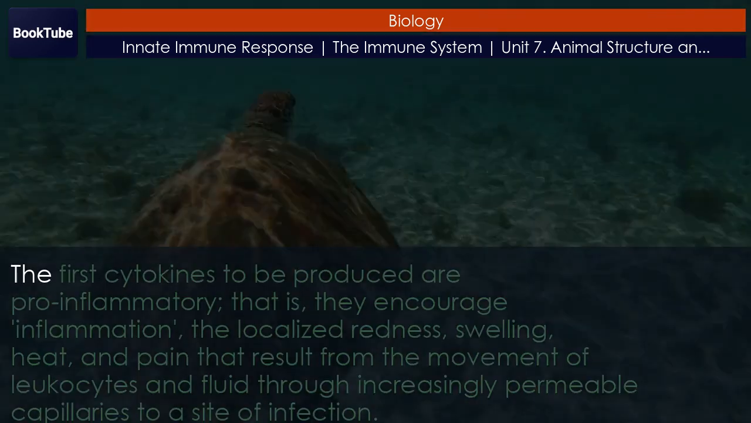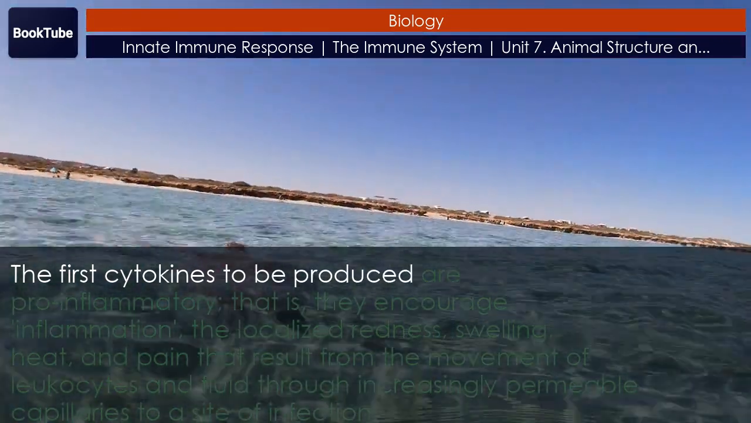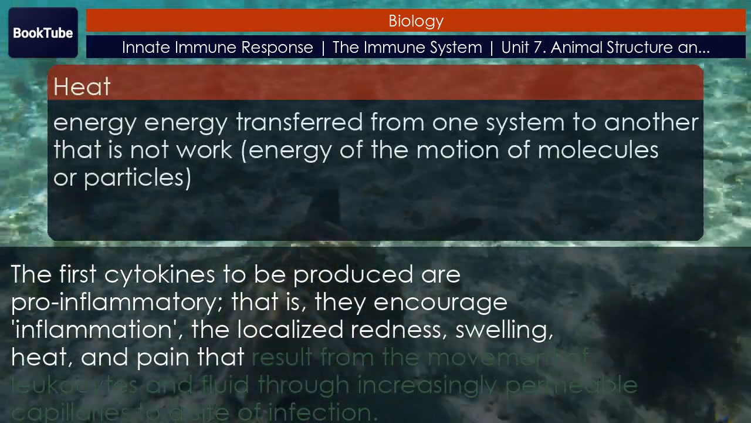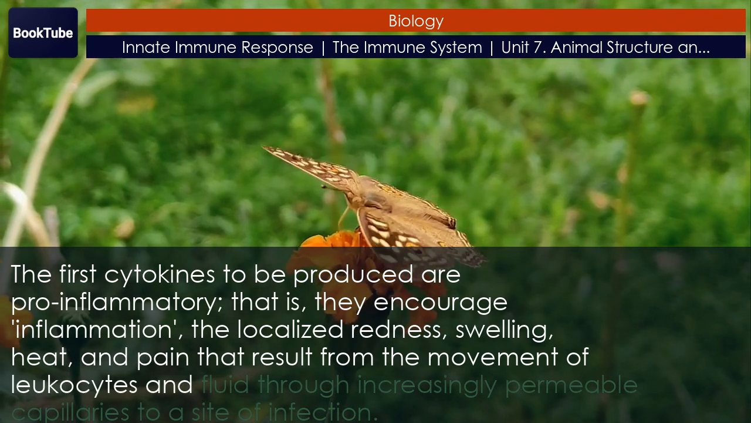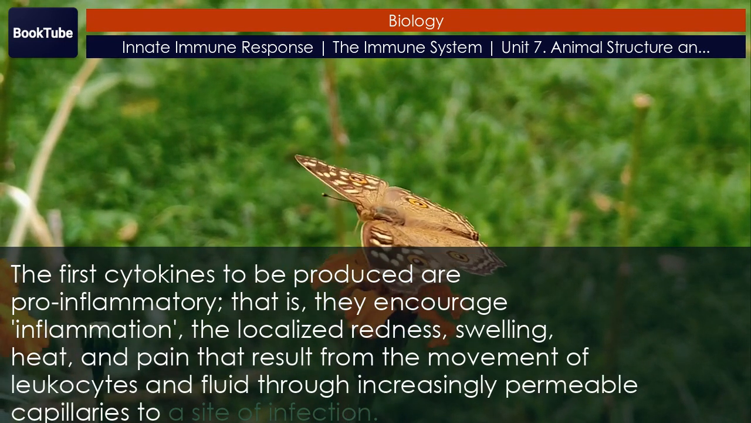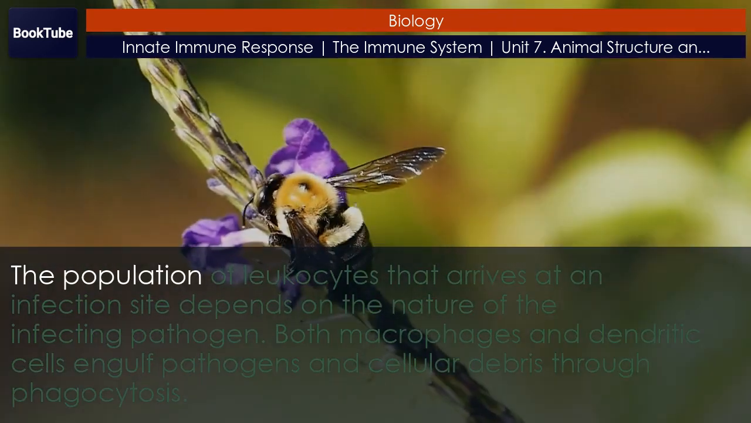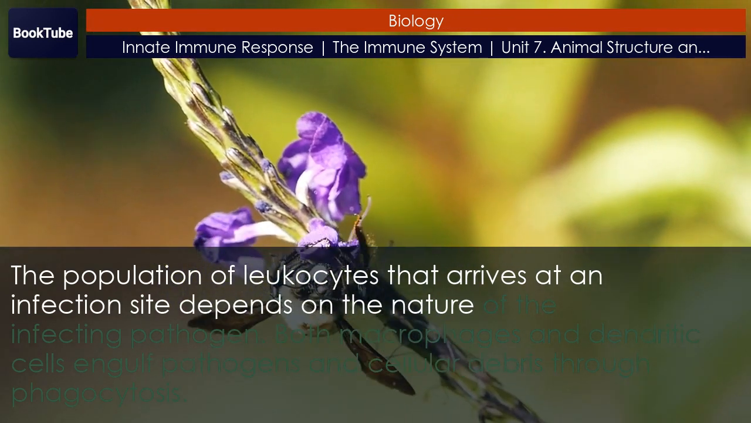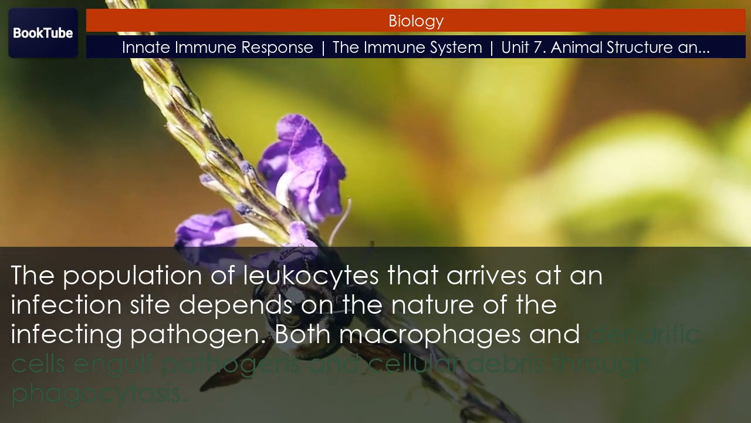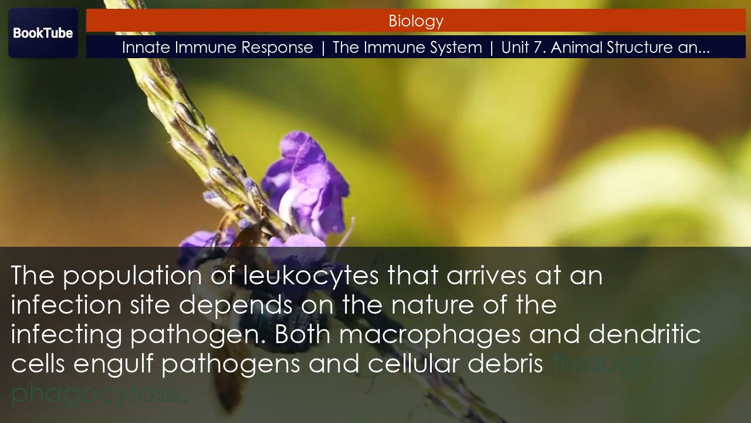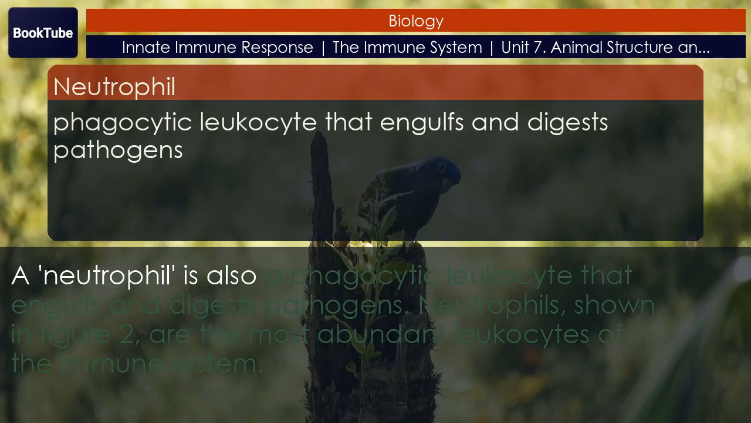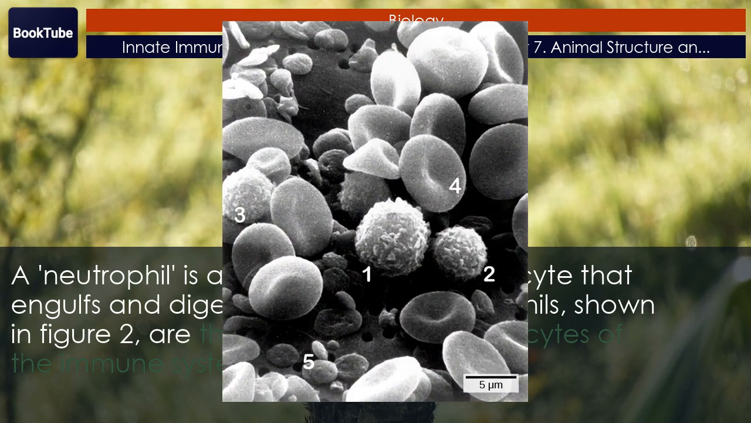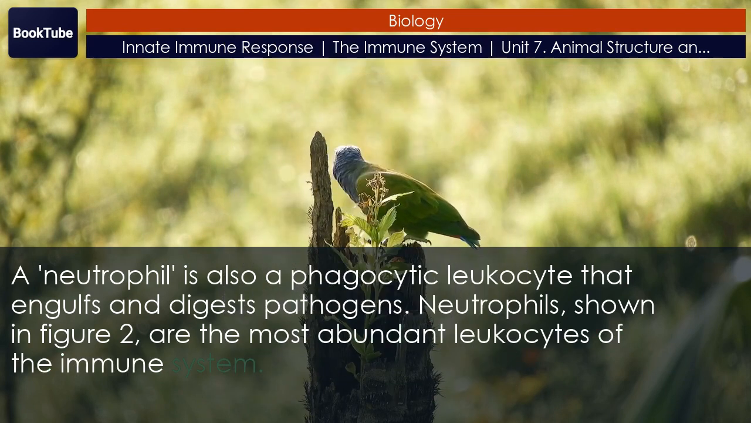Phagocytosis and inflammation. The first cytokines to be produced are pro-inflammatory. That is, they encourage inflammation, the localized redness, swelling, heat, and pain that result from the movement of leukocytes and fluid through increasingly permeable capillaries to a site of infection. The population of leukocytes that arrives at an infection site depends on the nature of the infecting pathogen. Both macrophages and dendritic cells engulf pathogens and cellular debris through phagocytosis. A neutrophil is also a phagocytic leukocyte that engulfs and digests pathogens. Neutrophils, shown in Figure 2, are the most abundant leukocytes of the immune system.